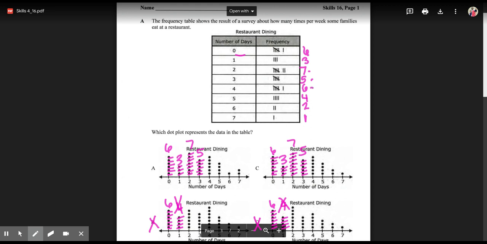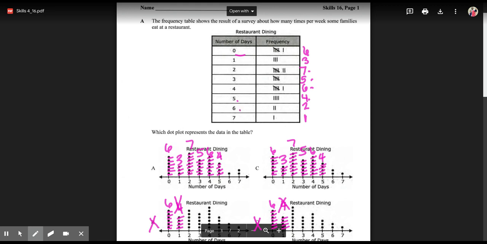6 times a week, so it needs to have 6. 1, 2, 3, 4, 5, 6. Okay, 5 times a week needs to have 4. 1, 2, 3, 4.